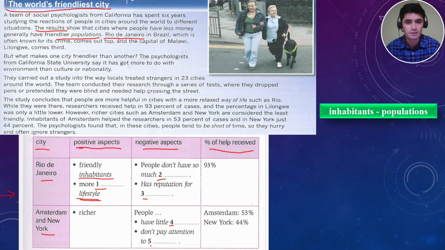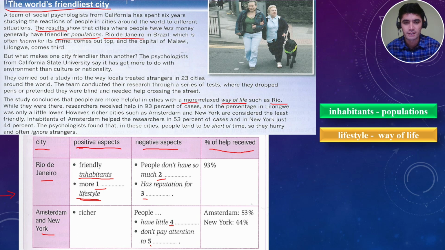They carried out a study on strangers. The study concludes somewhere as such of. Here is Rio as well, and here the words way of life are mentioned. So way of life means a lifestyle, right? It is the same meaning. It has the same meaning as lifestyle. So here the word more is also mentioned. More relaxed way of life. So here we can obviously see the answer is more relaxed. But I'll reveal the answers in the end. Let's check other parts as well.